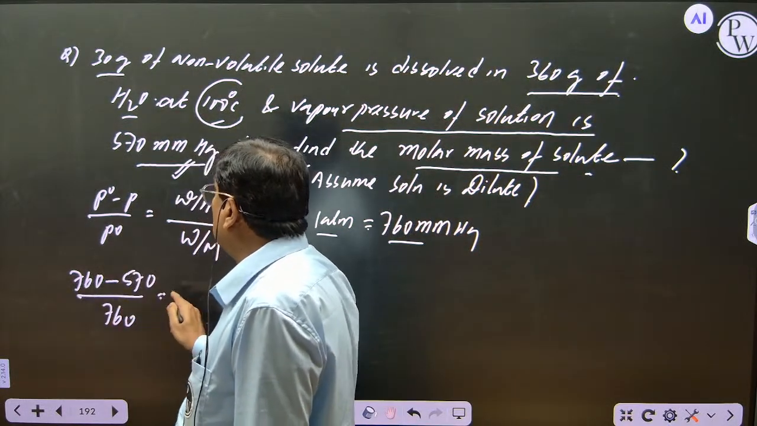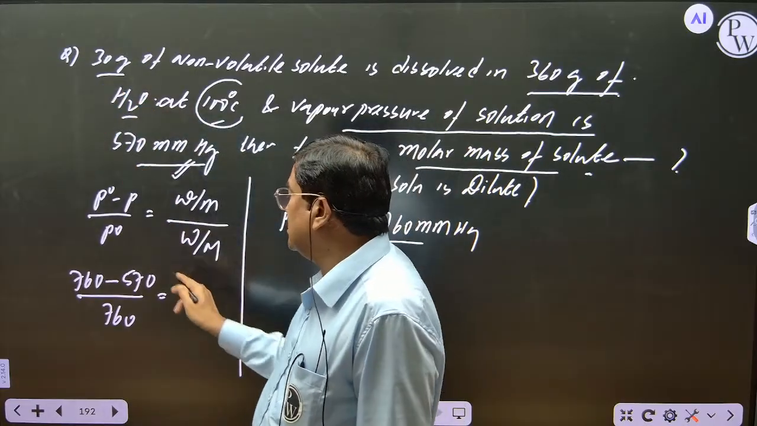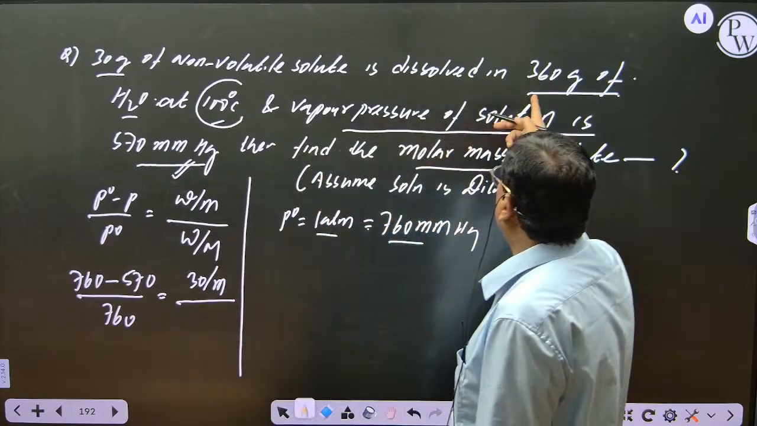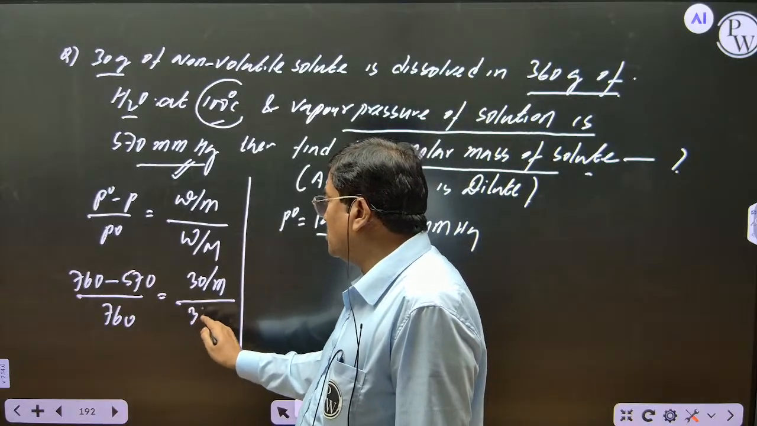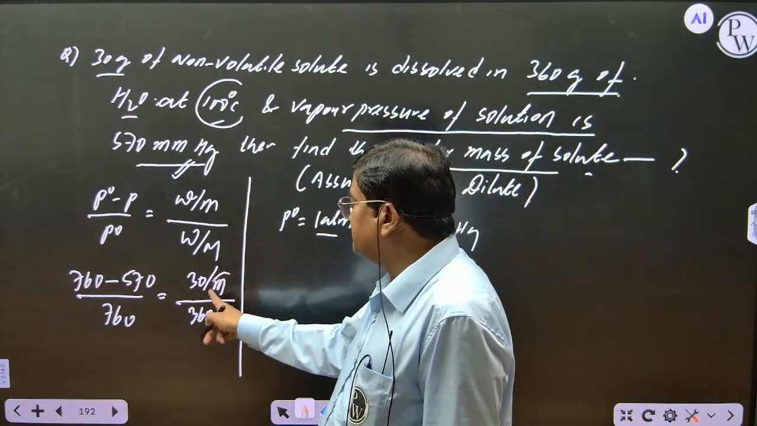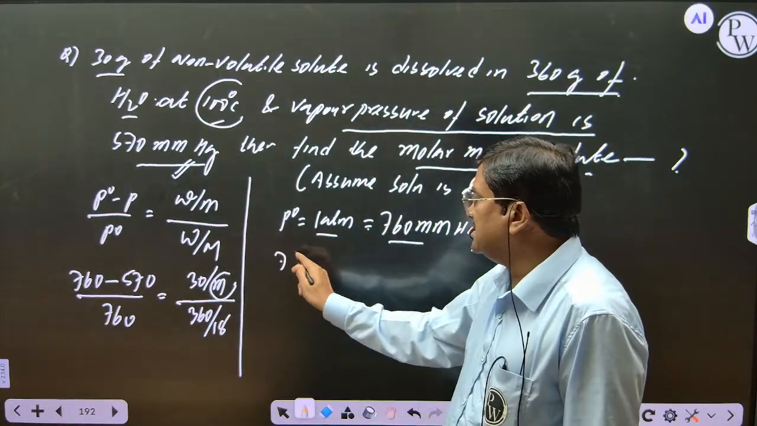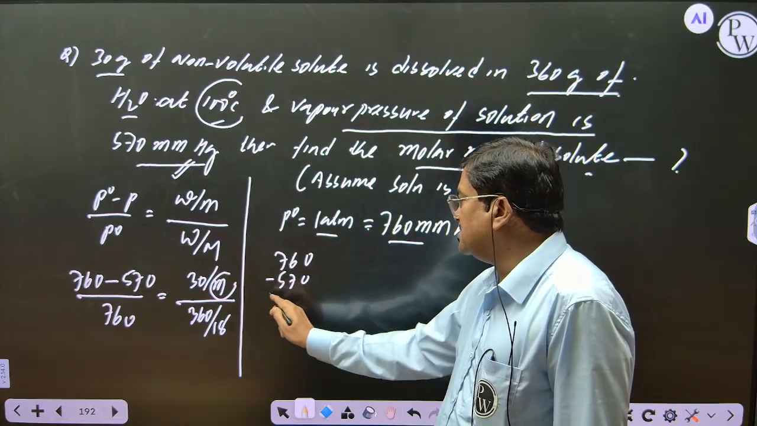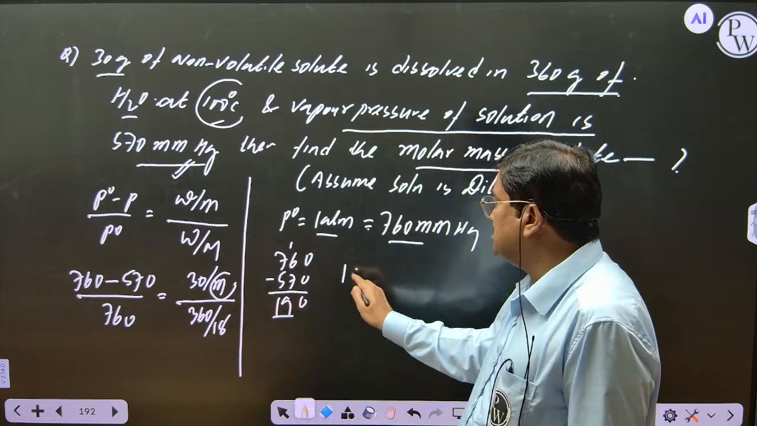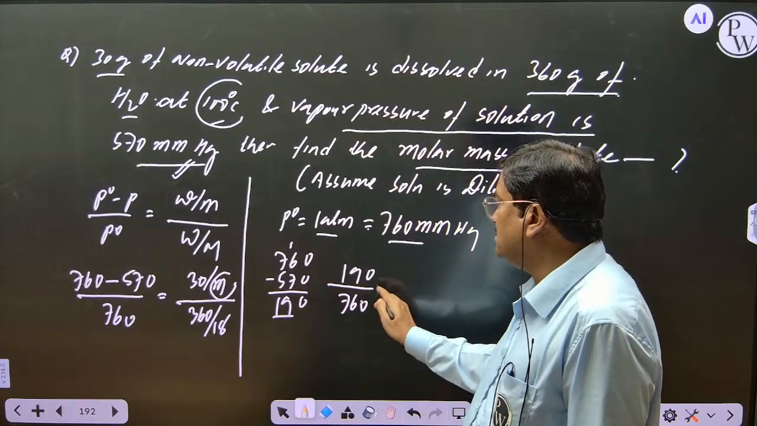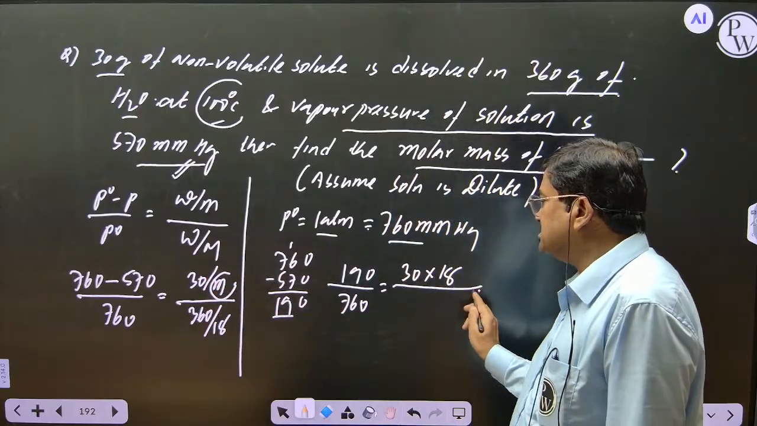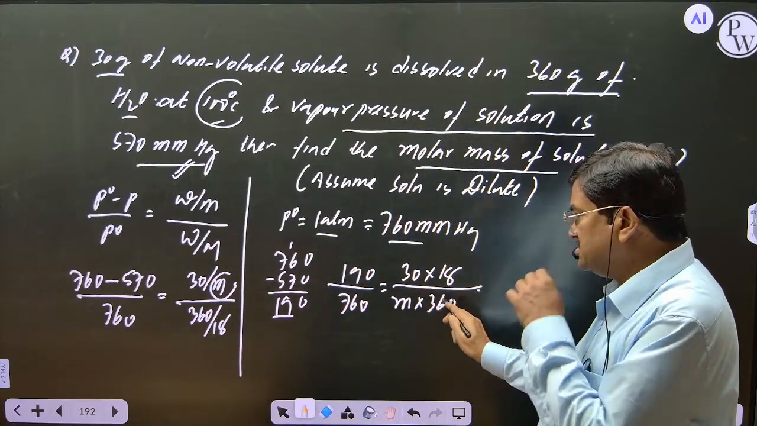This is equal to the mass of solute given, 30 grams, so 30 by the molar mass, which we have to find out. This is unknown. Divided by how many grams of solvent? 360 grams of solvent, and the molar mass of water is 18. Now from this we have to find the molar mass of this solute. What will be the difference of 760 minus 570? Subtract this: 16 minus 7 is 9, and here 190. Correct? So this 190 upon 760 is equal to 30 into 18, this 18 goes to the numerator, by molar mass into 360, assuming the solution to be dilute.